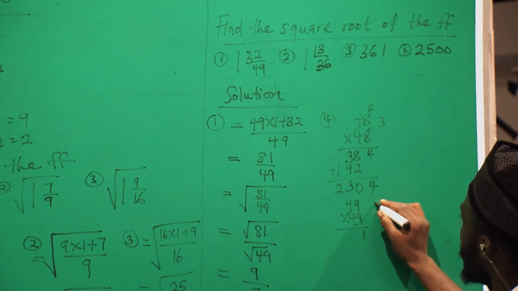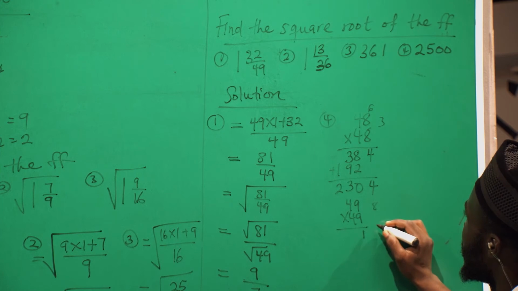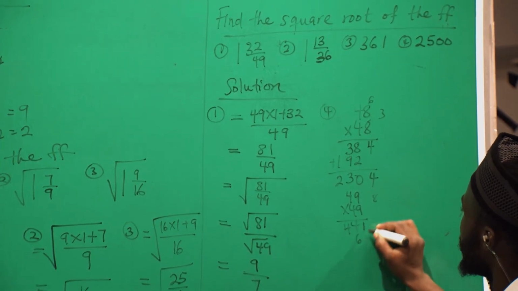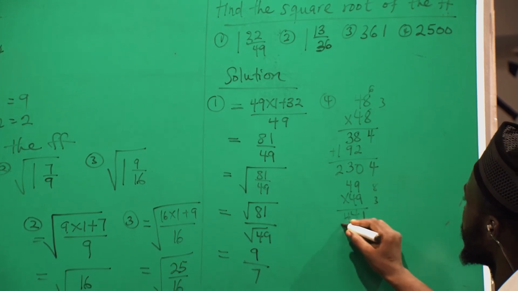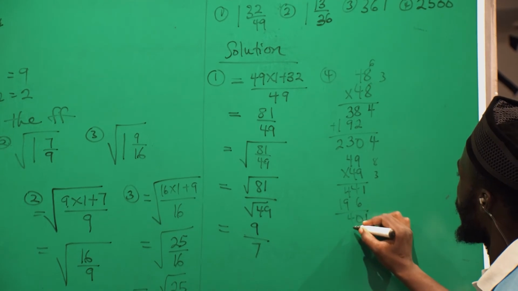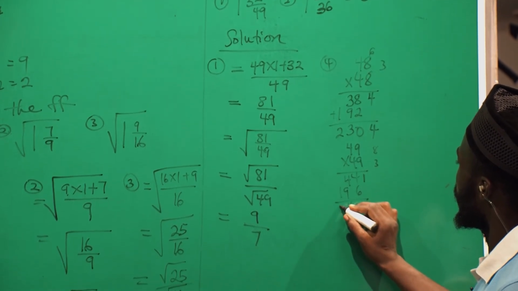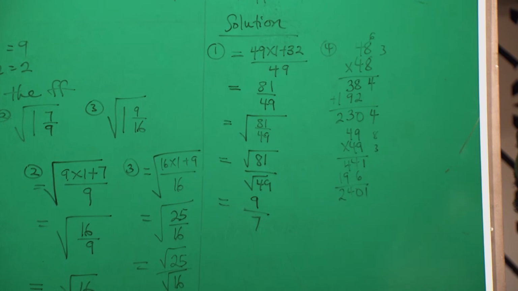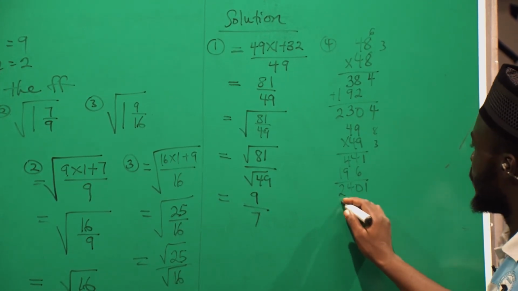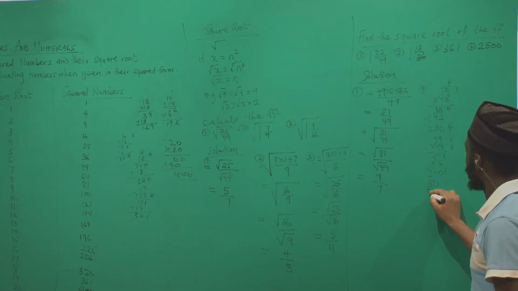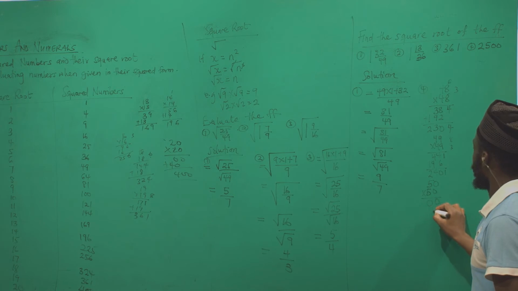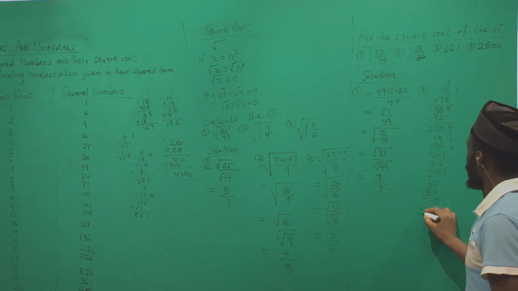9 times 9 is 81, carry 8. 4, 9, 36. 36 plus 8, 44. 4, 9, 36 again. 6, carry 3. 4, 4, 16 plus 3, 19. So 2,401. Okay, definitely let me go to 50. 0, 25.